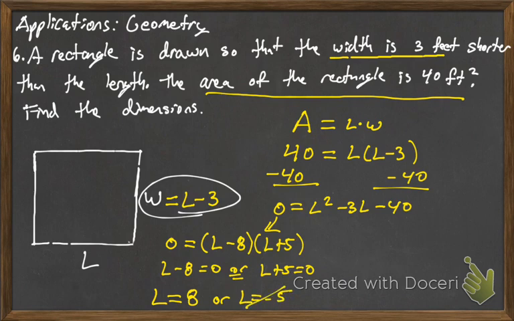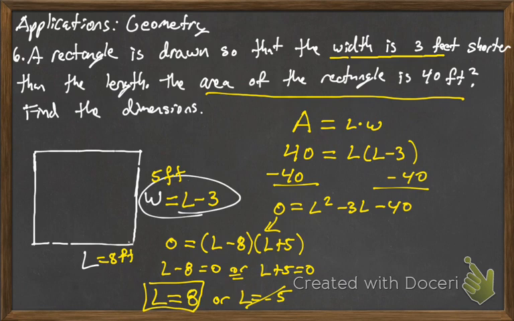Now, if this was a math problem not as tied to some sort of application, L equals negative 5 would be fine. But I don't know what negative length means. If you go down to Home Depot or Lowe's and you say, "Oh, I want negative 5 feet of rope or chain," they're just going to look at you funny. But 8 feet makes sense. So the length is going to be 8 feet, and the width is 3 feet shorter. So the width is going to be 5 feet.